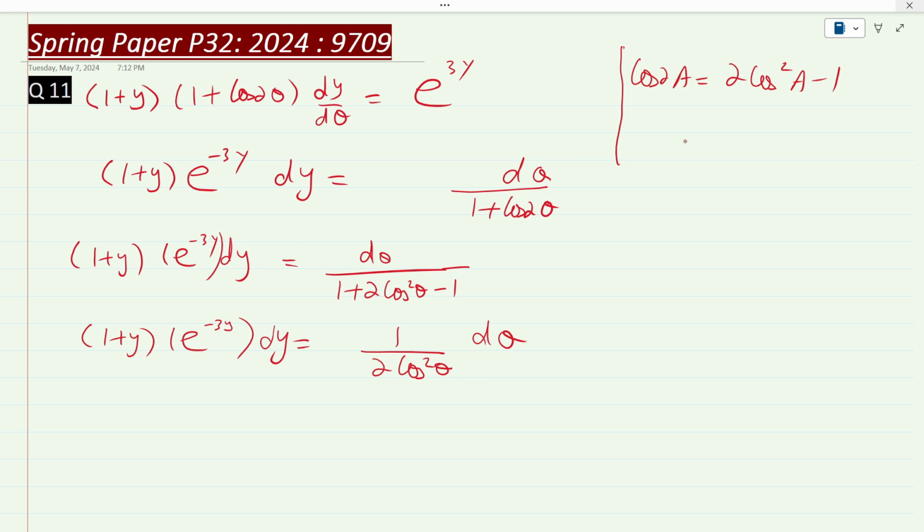Now we also know this relation that 1 over cos theta equals secant theta. So this 1 over cos square theta can be written as secant square theta. So this would be 1 over 2 times secant square theta.